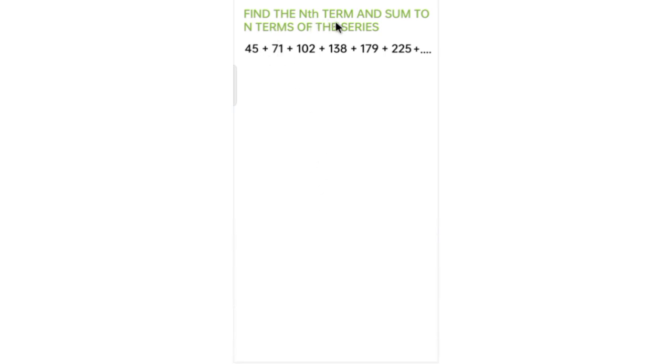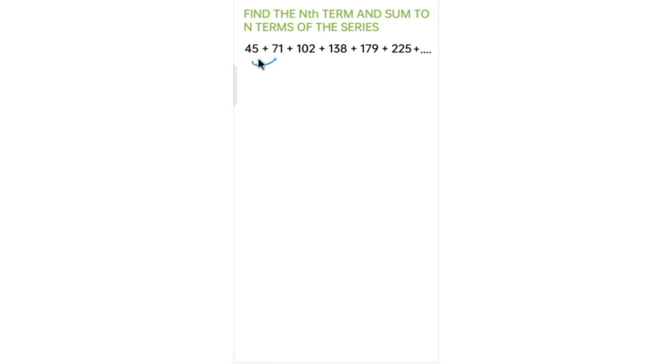Find the nth term and sum to n terms of the series 45 plus 71 plus 102 plus 138 plus 179 plus 225 plus so on. We can observe that these are not in AP, not in GP, not in HP, of course. So we can use the method of differences to find this.